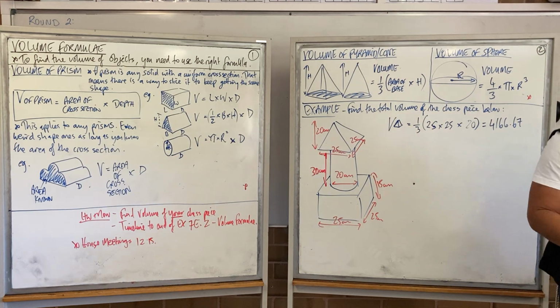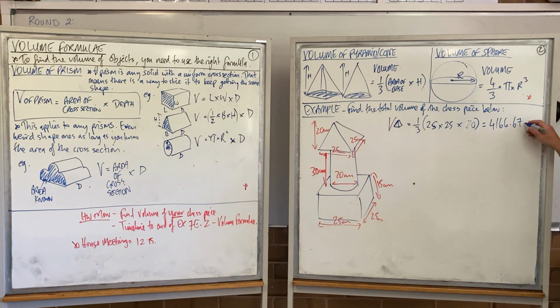4166.67. What units are we talking about if we're doing volume? Is it square centimeters or cubic centimeters? Cubic, we're talking about little cubes. They're a centimeter by a centimeter. So centimeters with a little 3.